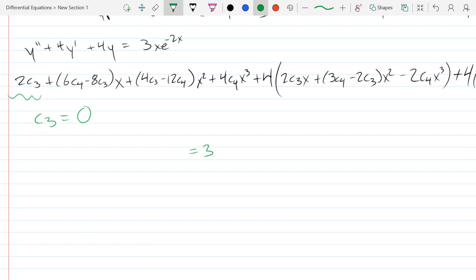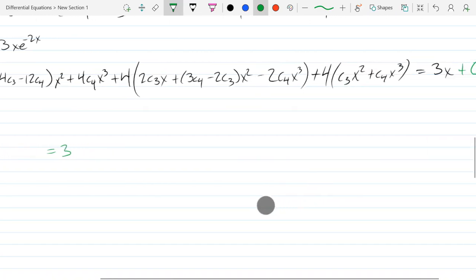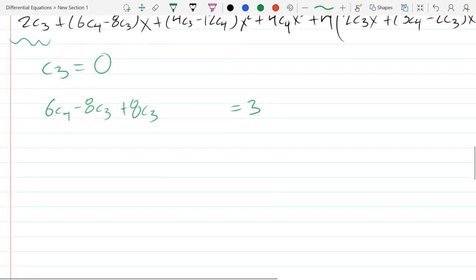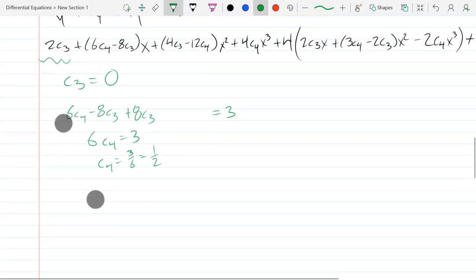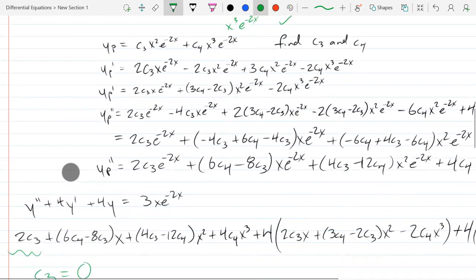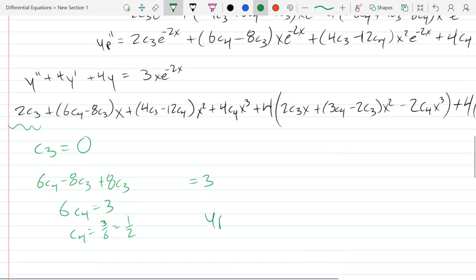So on the right, we got 3x. We're just matching coefficients. So on the right side, we got a 3, and the x coefficients on the left side, we have more x, though. There is 8c3, 8c3, and then, oh, that's it. Not bad. So the c3's cancel. Doesn't matter much, they would have been 0 anyways. 6c4 equals 3. So c4 is 1/2.